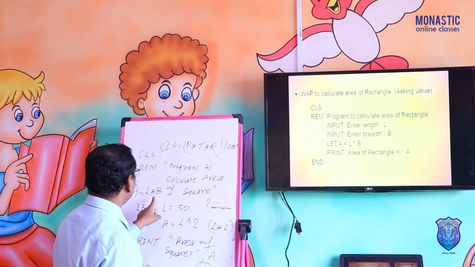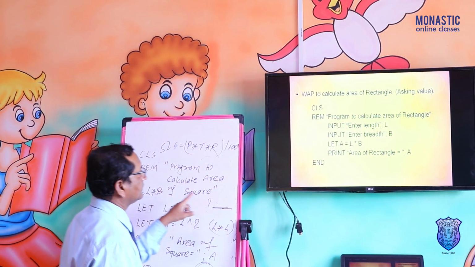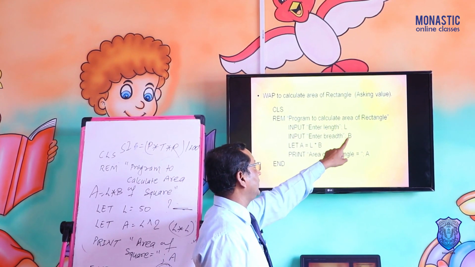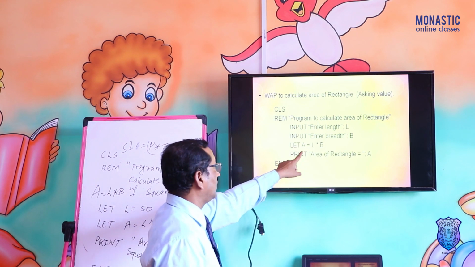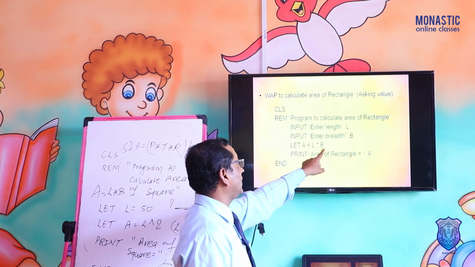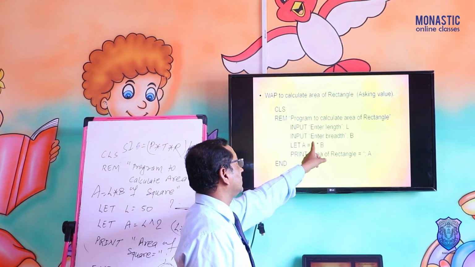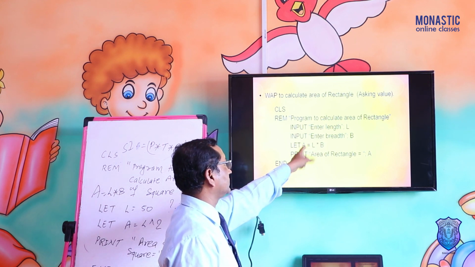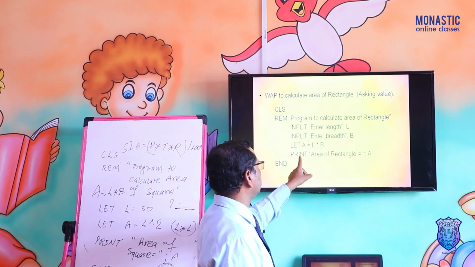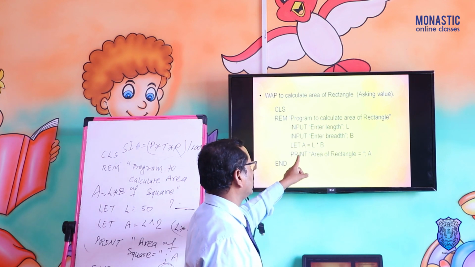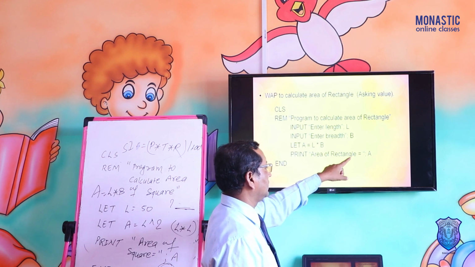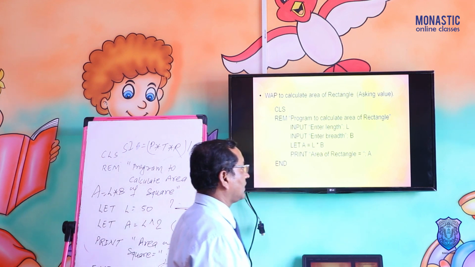A is equal to L into B, when both should be multiplied. So their values are entered in L and B. Now A is equal to L into B. After the calculation, their product result will be stored in A. Now after that processing, print area of rectangle, so it will produce the result in the output window.